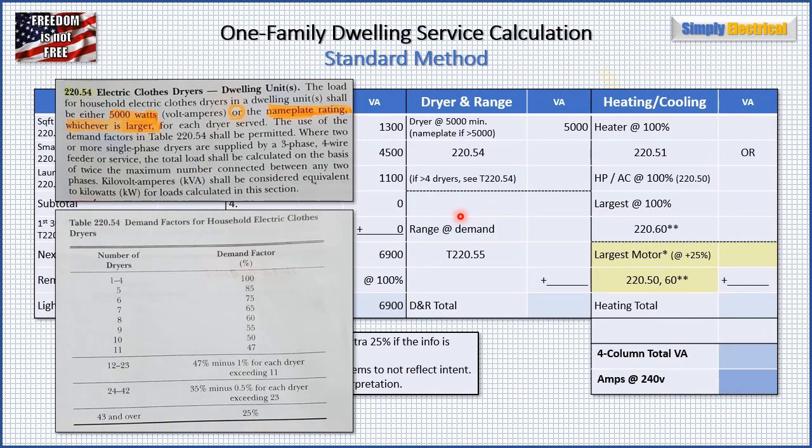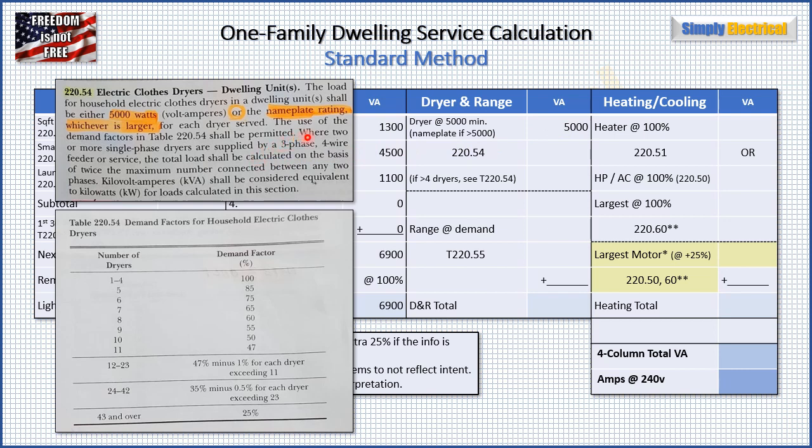Third column is dryer and range. So we'll take the dryer first. We go to 220.54 for electric clothes dryers in dwelling unit. It says the load for household electric clothes dryers in a dwelling unit or units shall be either 5,000 watts or voltamps or the nameplate rating, whichever is larger, for each dryer served. So that means the dryer is 5,000 watt minimum. If the nameplate is over 5,000, you take the nameplate rating. Simple as that. So it's actually really easy.